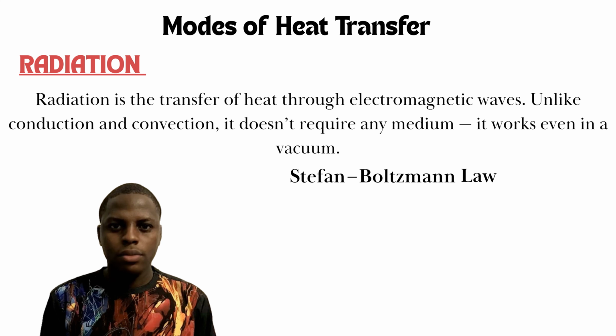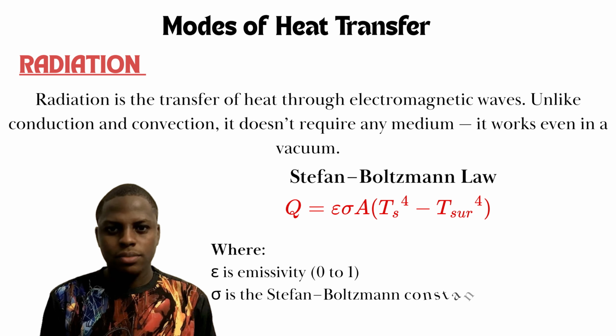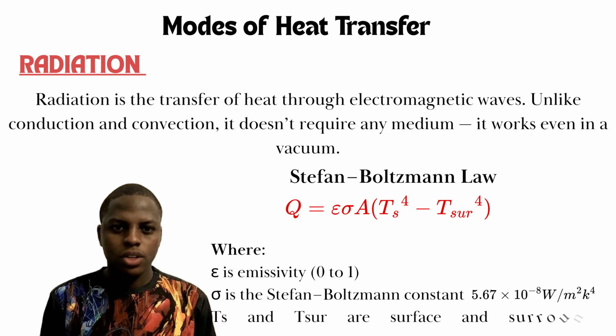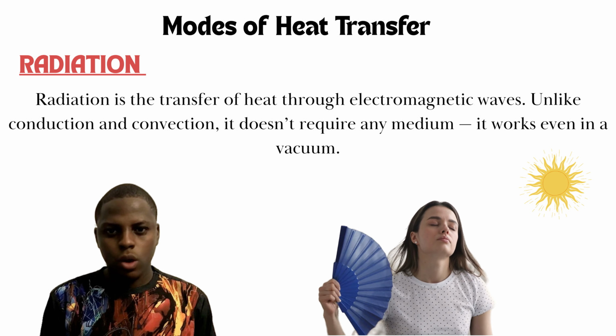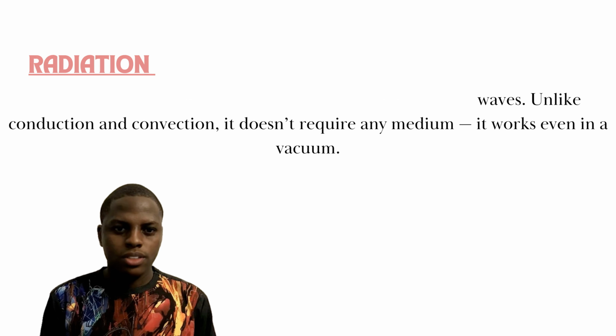This follows the Stefan-Boltzmann law, where ε is emissivity, from 0 to 1, σ is the Stefan-Boltzmann constant, and Ts and Tsur are the surface and surrounding temperatures. Example: feeling the warmth of the sun on your skin. That's radiant heat traveling through space.